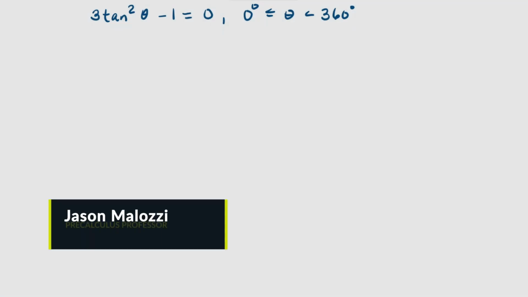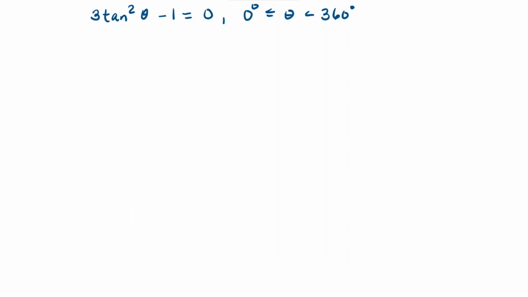Hello there. In this video, what we're going to do is solve the equation 3 tangent squared theta minus 1 equals 0, where theta is an angle in degrees between 0 and 360, not including 360. So the first thing we'll do, since there's only one trigonometric term in this equation, is isolate it to one side. So we're going to have tangent squared theta equals, I'm going to add 1 and divide by 3, so you have 1/3.